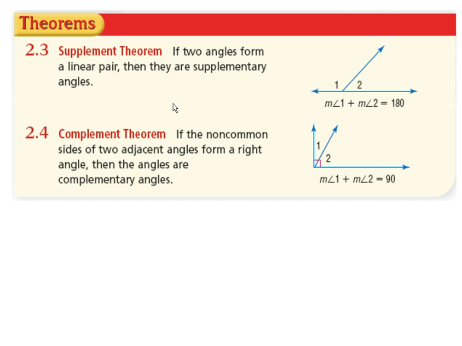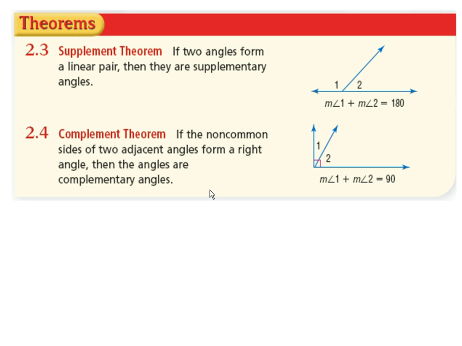Okay, theorem 2.3, the supplement theorem, says if two angles are a linear pair, then they are supplementary angles. As we can see from this picture, angles 1 and 2 are a linear pair, and they do make 180 degrees. So just remember, the supplement theorem says if you're linear, then you are supplementary.